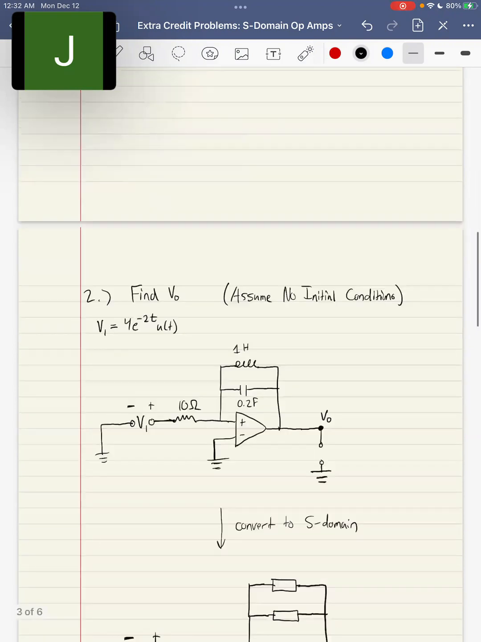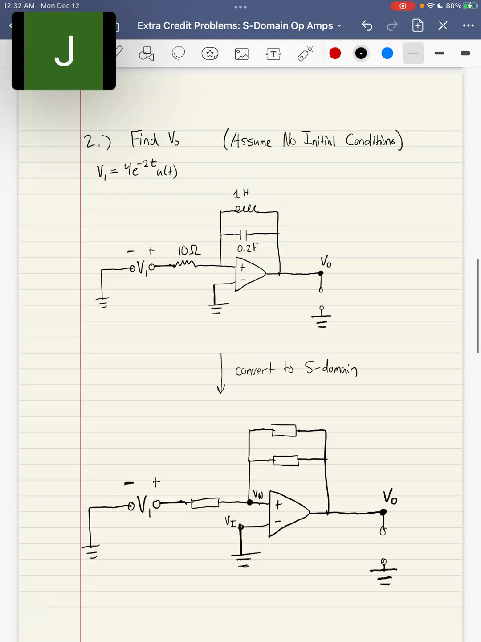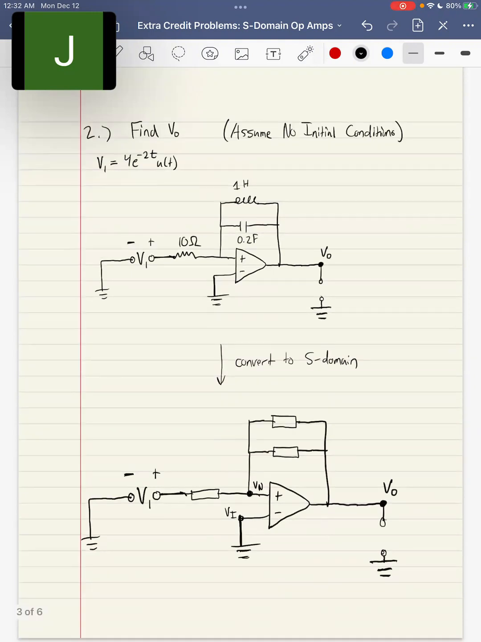Now let's move on to a little more complicated problem. Again, we are solving for Vout, and we are going to assume no initial conditions since we have inductors and capacitors, just to make it a little easier on ourselves. We have an input voltage of 4e^(-2t) u(t) volts. Let's begin by converting everything to the S domain. First, the input voltage gets converted into 4 over S plus 2 volts.